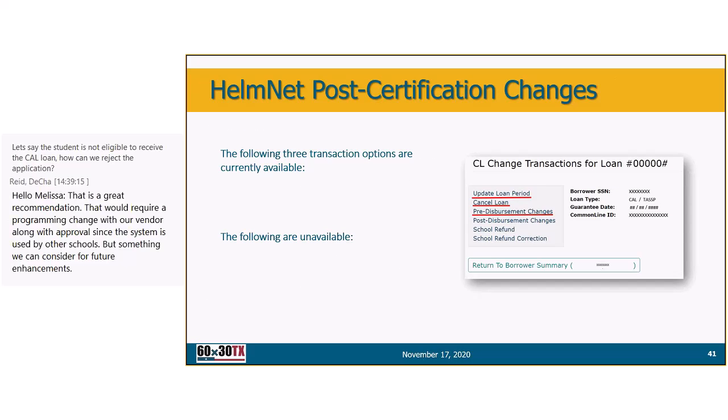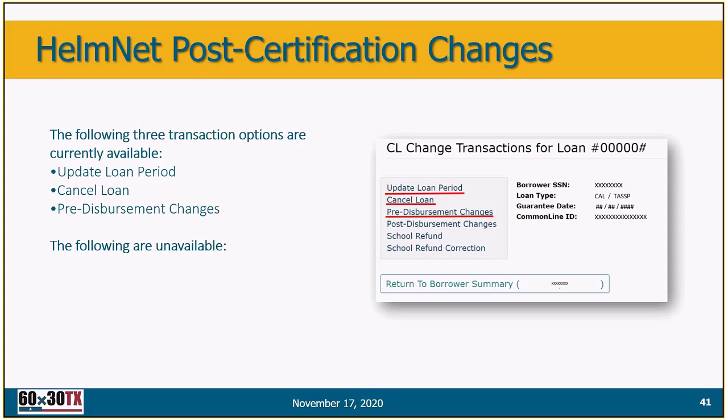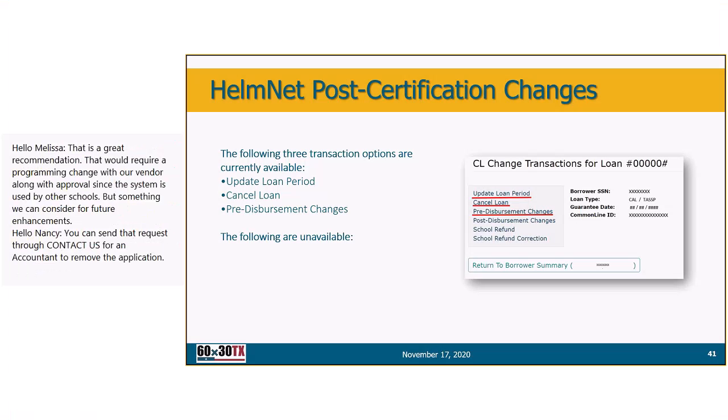So let's talk about when you actually want to make a change, what do you have access to in HelmNet? As you'll notice on the screen there's a whole listing of options, but you only actually have access to the top 3. Those are to update the loan period, which has multiple transactions available within it; cancel a loan, depending on the status; and pre-disbursement changes, which again have a variety of features within it. We're going to go through those in just a second. The unavailable ones are the bottom 3: your post-disbursement changes, school refunds, and school refund correction.